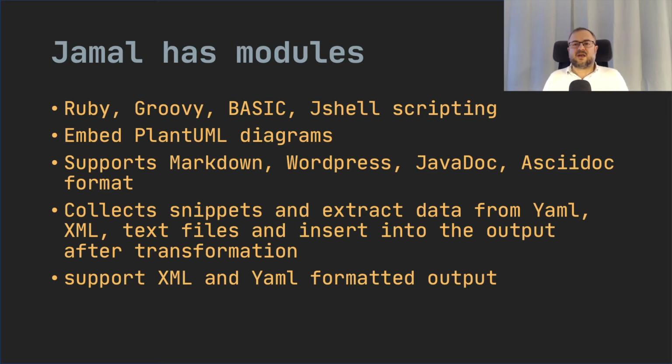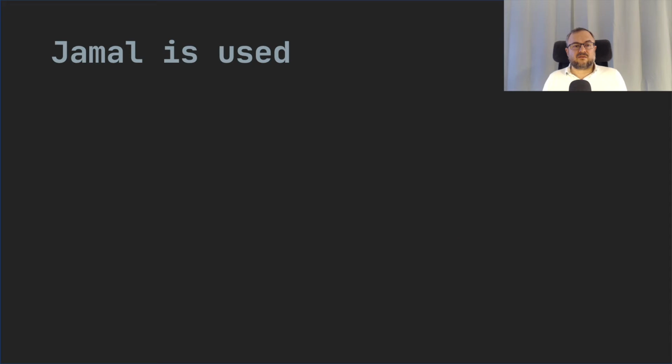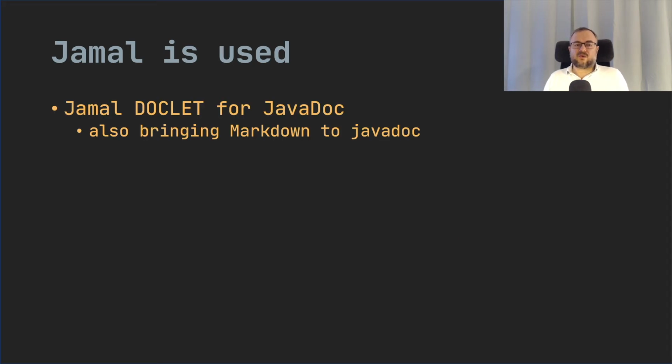And Jamal is used in Doclet for Javadoc, and it also brings, with a very simple extension, Markdown into the Javadoc. So if you are using Jamal Doclet, then you don't need to use an extra Markdown Doclet, or you can use them together. You don't need to choose one or the other. And the extension that brings Markdown into the Java doclet is just that small. I will talk about that in a very short video sometime.